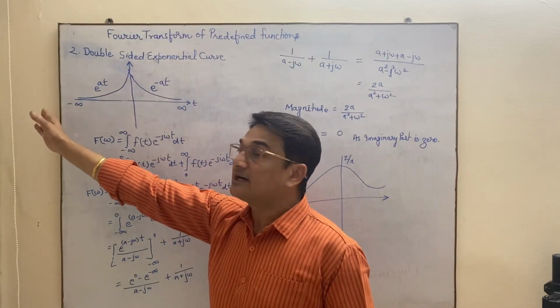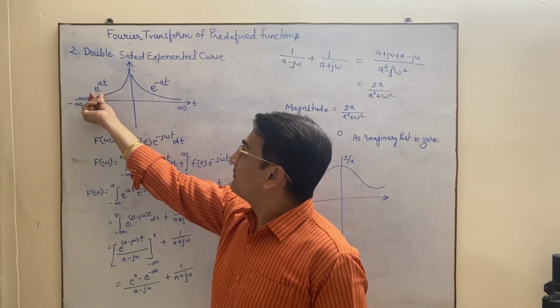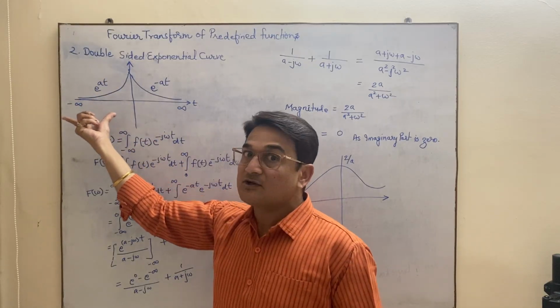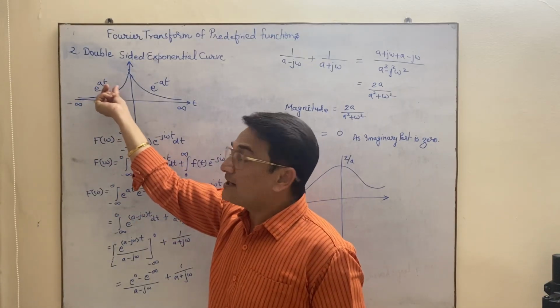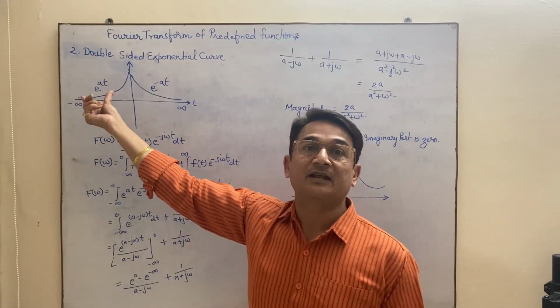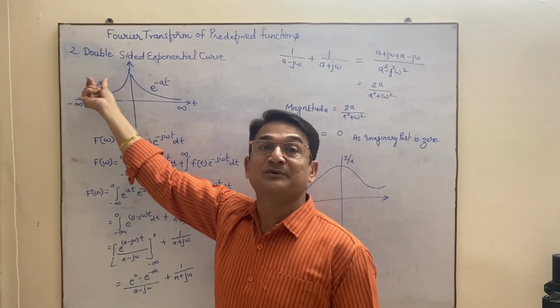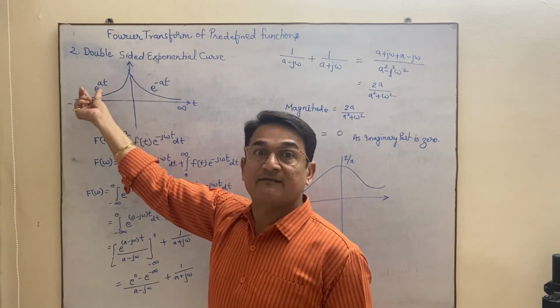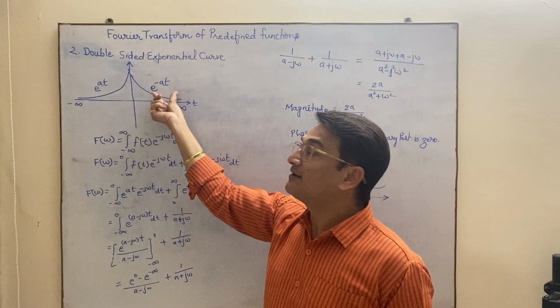Similarly, this is also a negative exponential curve, so it will be e to the power minus a, but here t is also negative, so minus a into minus t. That is why I have kept it e to the power at, but basically it is e to the power minus a into minus t. So this part is e to the power at and this part is e to the power minus at.